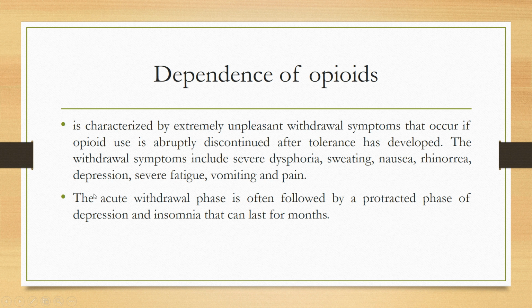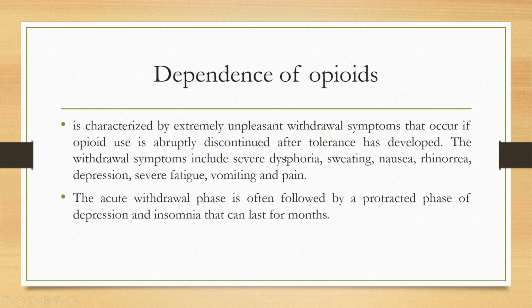Next is dependence of opioids. Dependence of opioids is characterized by extremely unpleasant withdrawal symptoms that occur if opioid use is abruptly discontinued after tolerance has developed. The withdrawal symptoms include severe dysphoria and even sweating, nausea, rhinorrhea, depression, severe fatigue, vomiting and pain.